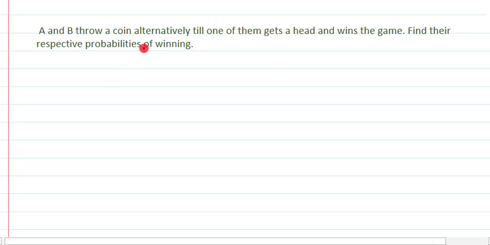To simplify this problem, let us start with the events E1 and E2. Let us say that E1 is the event that A throws head, and E2 is the event that B throws head. So the case is if A wins the game, then B will lose, or vice versa.